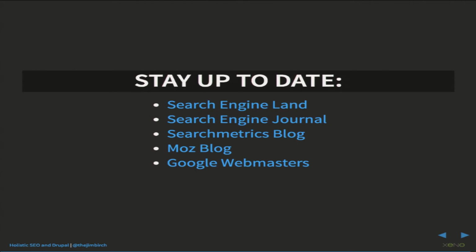Here are some great places to stay up to date. Search Engine Land, I mentioned earlier. Search Engine Journal. Searchmetrics blog. The founder and a bunch of experts are always right there. Moz blog, which is pretty awesome. The three big employees that work there always post stuff, and then they actually have a community of SEO bloggers, and they'll promote those community blog posts up to the main blog. So it's always good to get one of those. And then Google Webmaster Central.